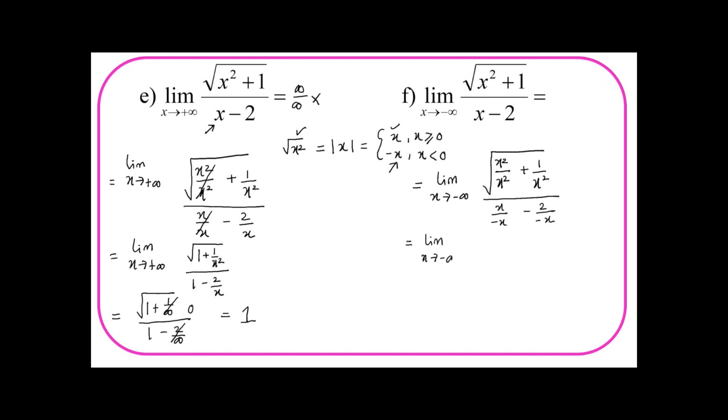Simplify this, you will get limit of x approaches negative infinity of surd (1 plus 1 over x squared) divided by (negative 1 plus 2 over x). Now, substitute your limit value, you will have surd of (1 plus 1 over infinity) divided by (negative 1 plus 2 over infinity). Simplify for the constant over infinity part, you will get negative 1 as your final answer.